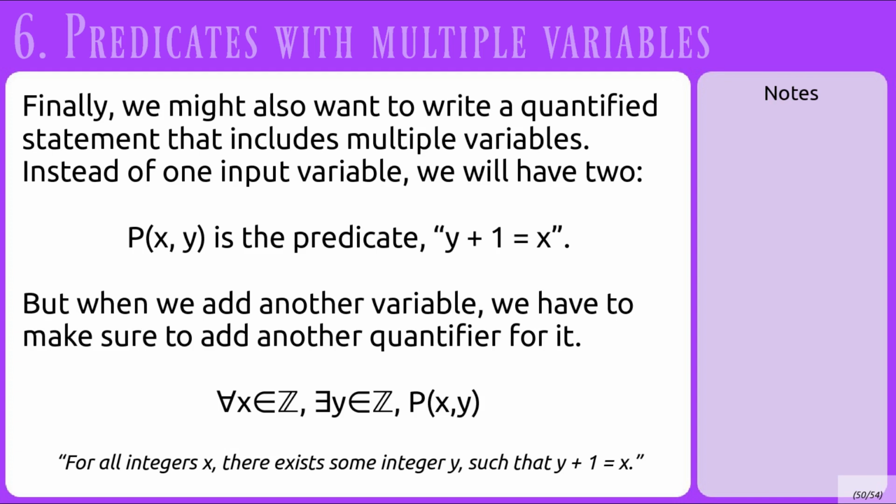When we're writing a quantified statement that contains multiple variables, we're going to have to add an extra quantifier, one for each of the input variables. So for this predicate, we could write for all x in the set of all integers, there exists a y in the set of integers, such that p of x and y. Or in other words, for all integers x, there exists some integer y, such that y plus 1 equals x.